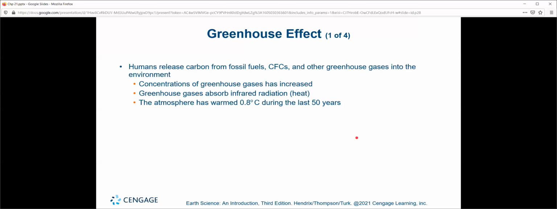All right, that was the geology side of things. Let's talk greenhouse effect. You all know the greenhouse effect. I've talked about it before in class. It's a very well understood process, right?